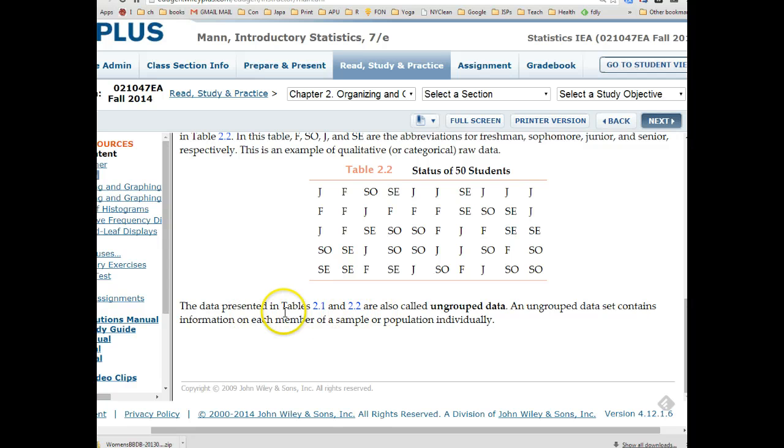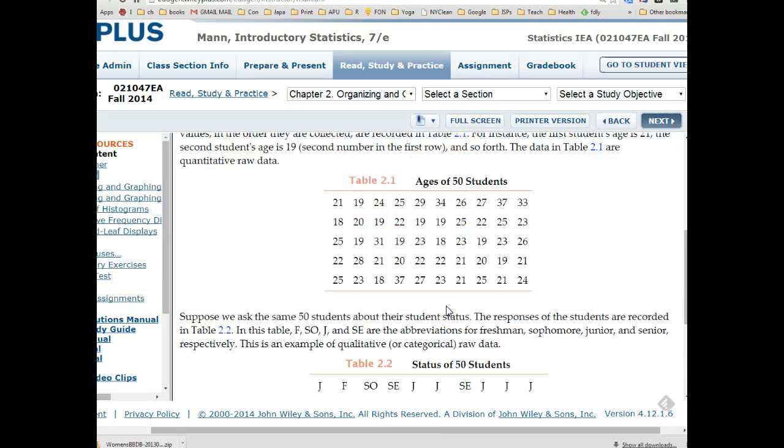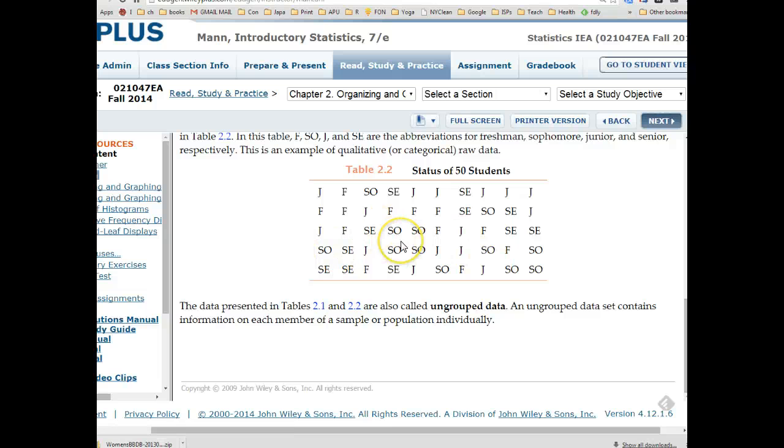So data presented in tables 2.1 and 2.2 are called ungrouped data. An ungrouped data set contains information on each member of a sample or population individually. Okay, so this hasn't been grouped at all.